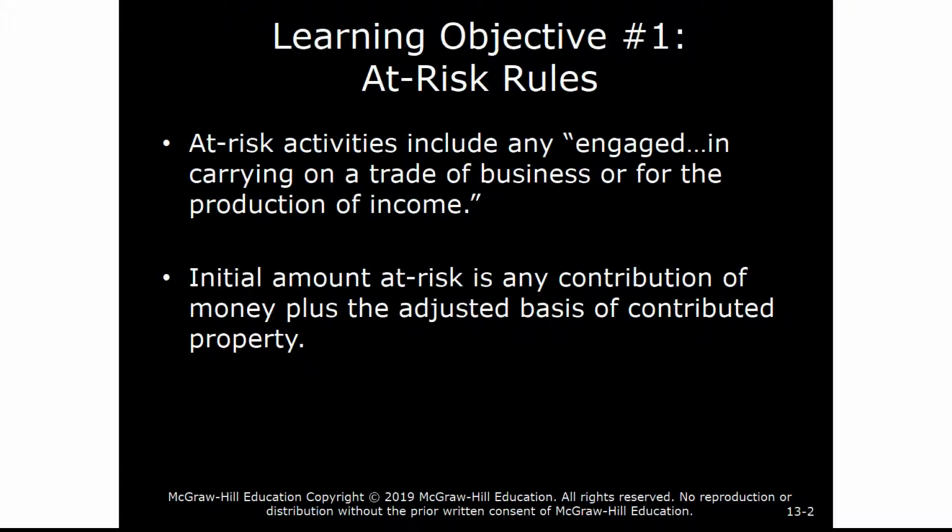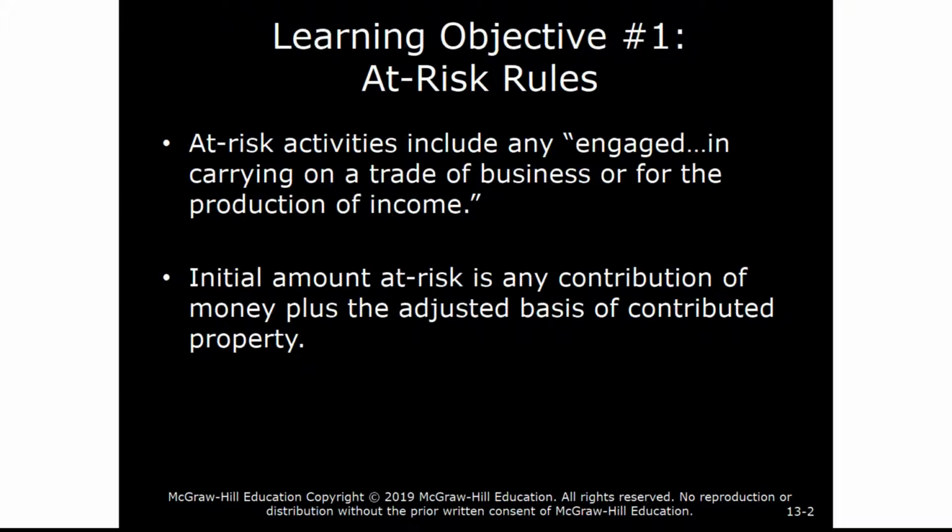So for example, as the at-risk amount increases, then in the event that their investment or passive investment suffers a loss, they can take a greater loss against a greater at-risk amount. So the initial at-risk amount is any money contributed plus any of the adjusted basis of contributed property. And it is the adjusted basis that is used to determine the at-risk amount.